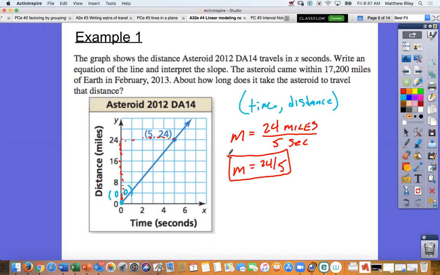Now, question, because I don't want to just sit here and do this with you. If the asteroid came within 17,200 miles of Earth, how long does it take for the asteroid to travel that distance? I'm going to give you guys probably more time than you need. I'm going to give you about 2 minutes to think about how in the world can I answer that question. All right. So go ahead and go. I'm going to put this on you guys to do this for just a second.